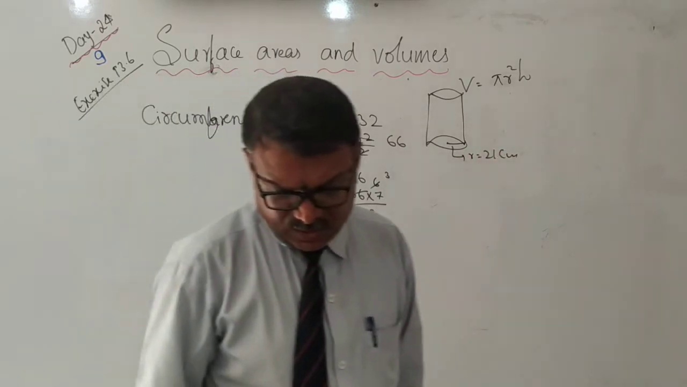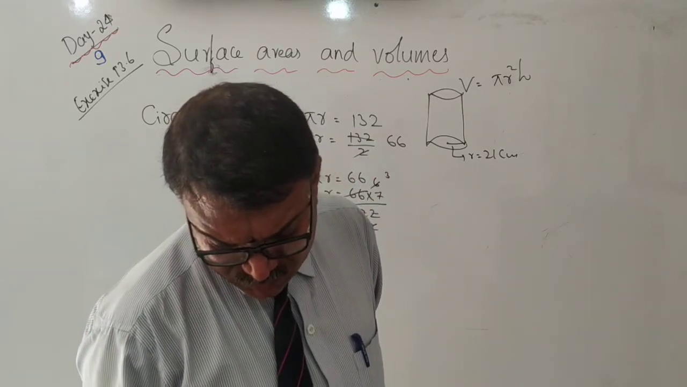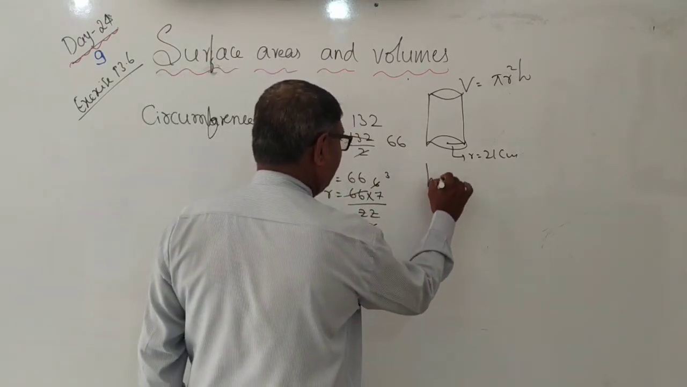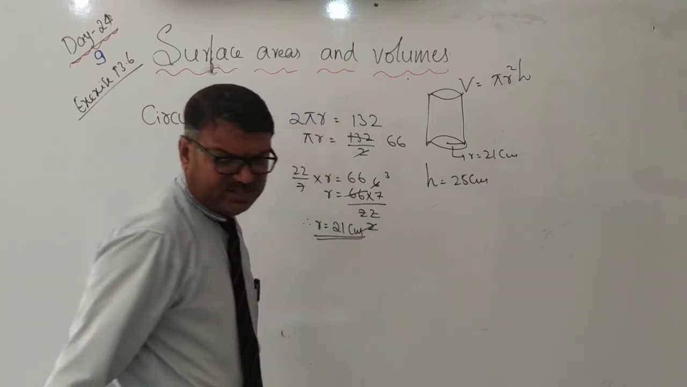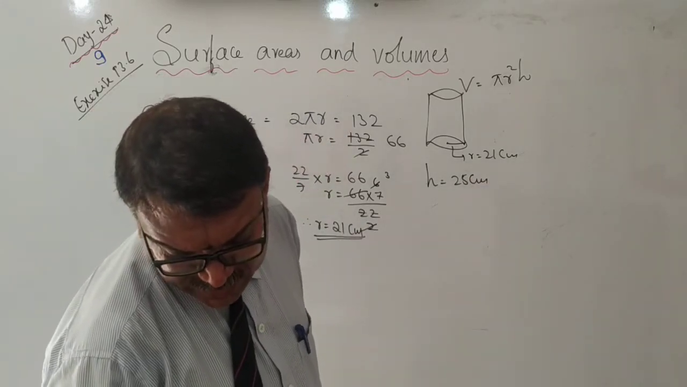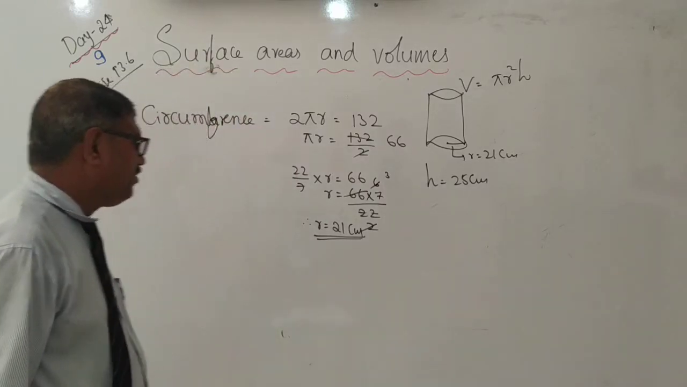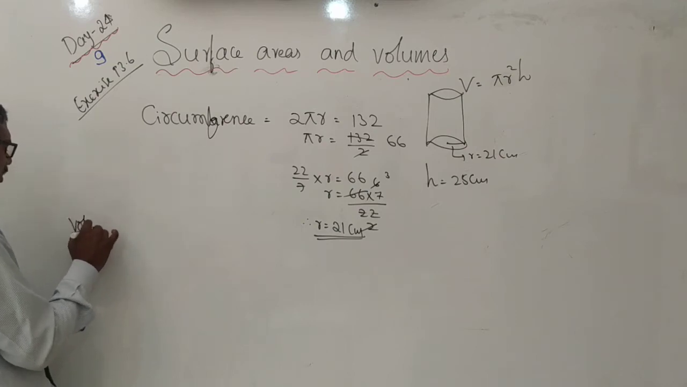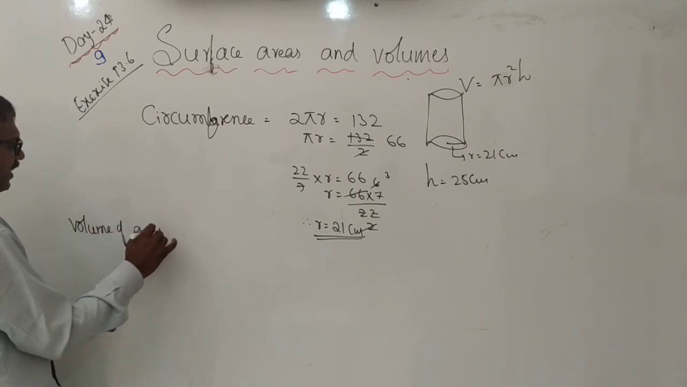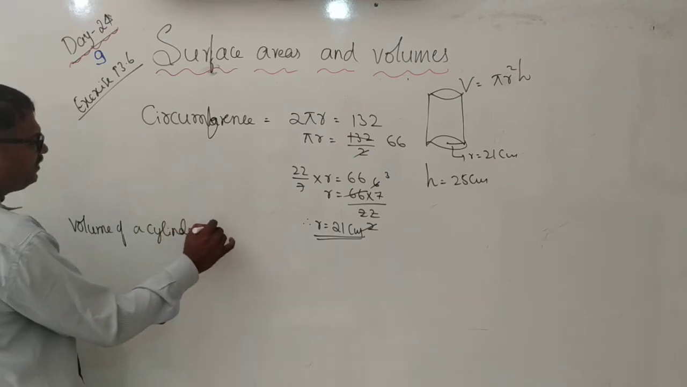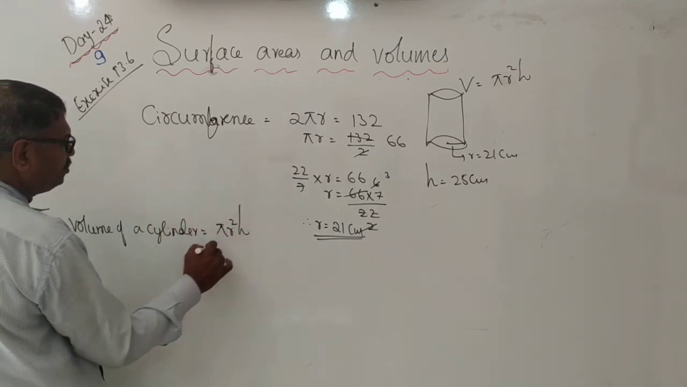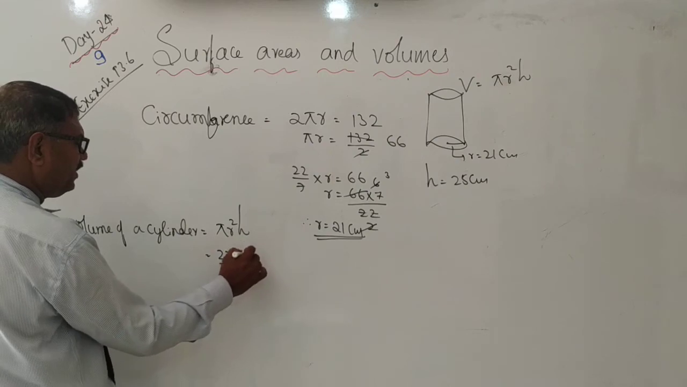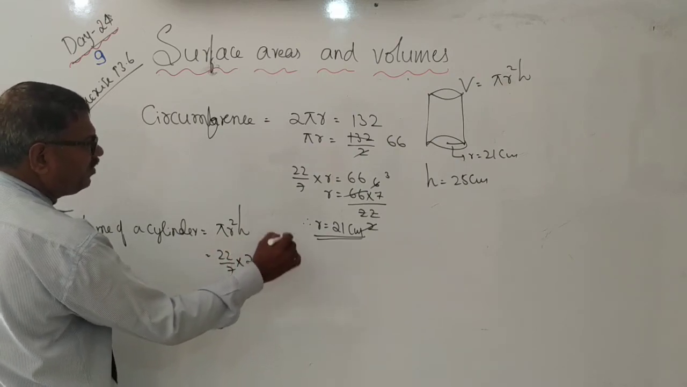Next, what do you have to do? The cylindrical vessel has circumference 132 and its height is 25 centimeters. How many liters of water can it hold? Very simple. What does hold mean? It is nothing but volume. Volume of a cylinder is pi r square h. Pi is 22 by 7, r is 21, so 21 into 21, and the height is 25.